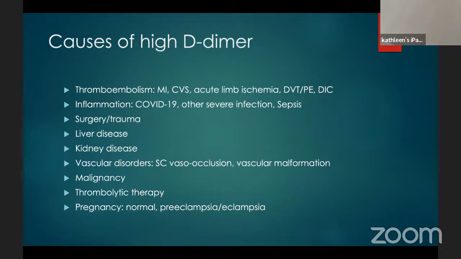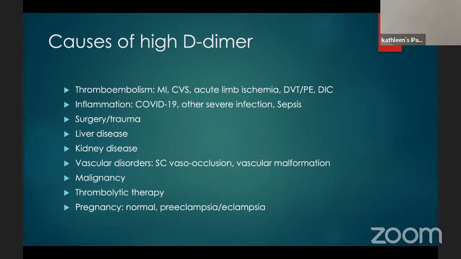So D-dimer is a fibrin degradation product. It's a small protein fragment found in the blood after a blood clot is degraded by fibrinolysis. It is so named because it contains 2 D fragments of the fibrin protein joined by a crosslink. I wanted to point out in this slide that just because you have an elevated D-dimer does not mean that you have a pulmonary embolism.